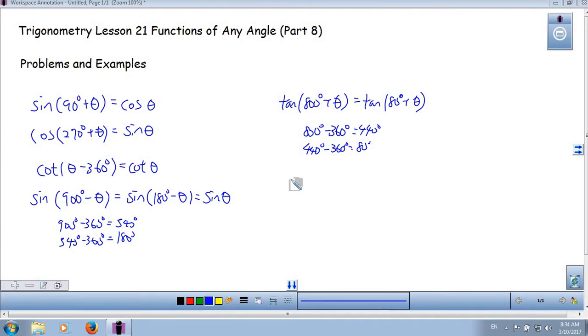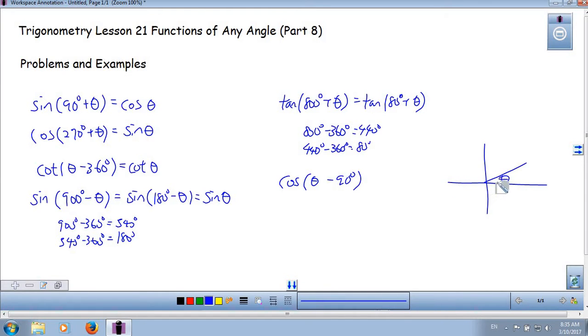Let's try another one here. Let's try cosine of theta minus 90 degrees. We have not really done cosine of theta minus 90 degrees, but let's visualize this in a diagram. What does it mean for cosine to be minus 90 degrees?